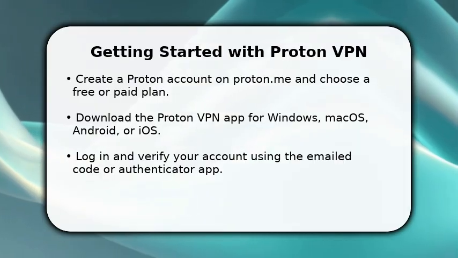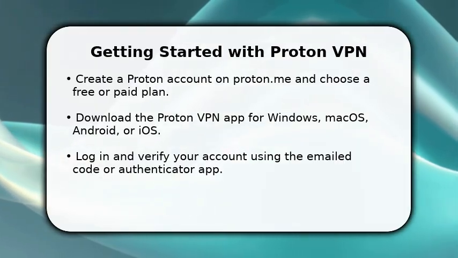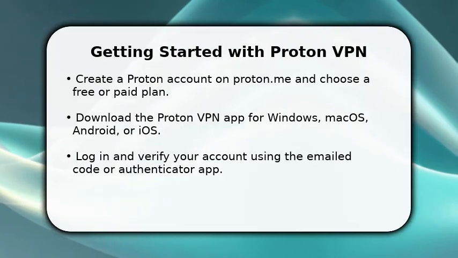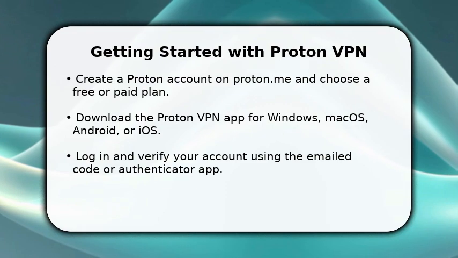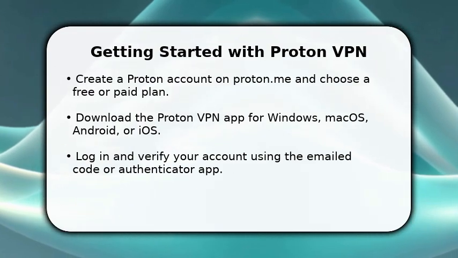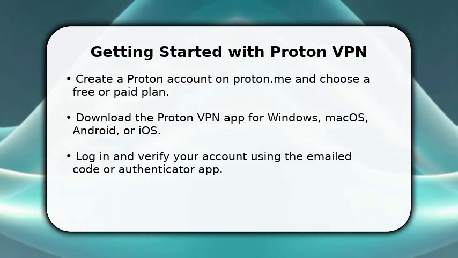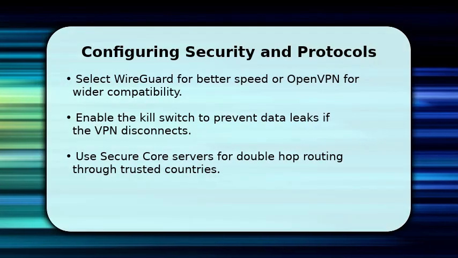Install the app following prompts and then open it. Log in with your Proton account credentials and verify using the emailed code or your Authenticator app for two-factor security. Open the app settings to choose a VPN protocol. Select WireGuard for speed or OpenVPN for compatibility.